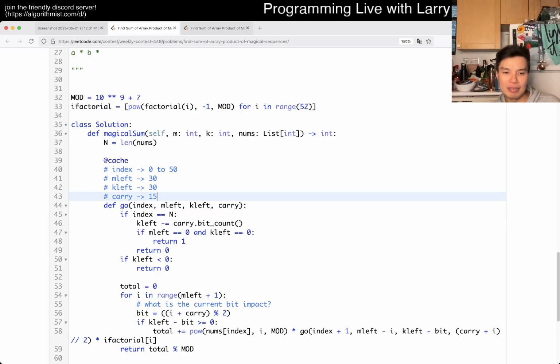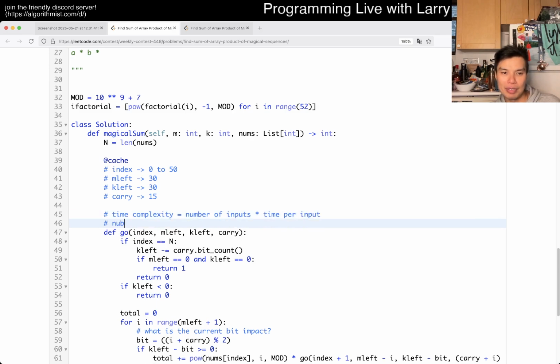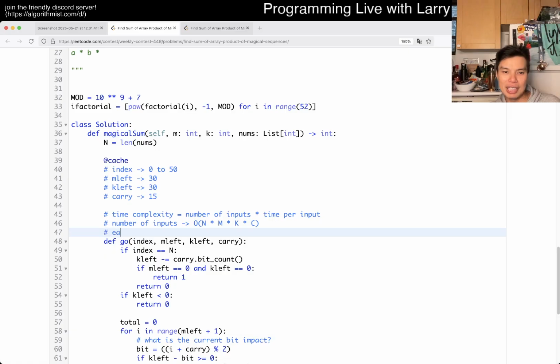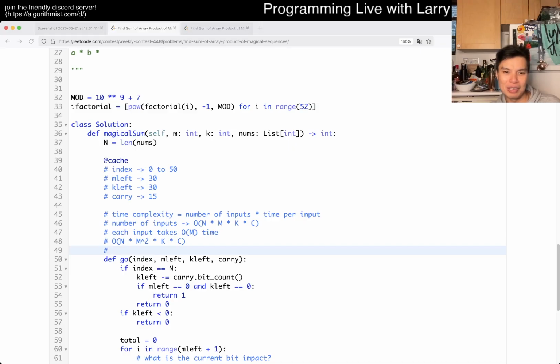right? So what is the time complexity? Time complexity is equal to number of inputs times time per input. Number of inputs is equal to n times m times k times say carry, whatever, right? And then each input takes O of m time. So this is going to be O of n times m squared times k times c, which is roughly, I mean, you do the math, but I'll do the math on my calculator.